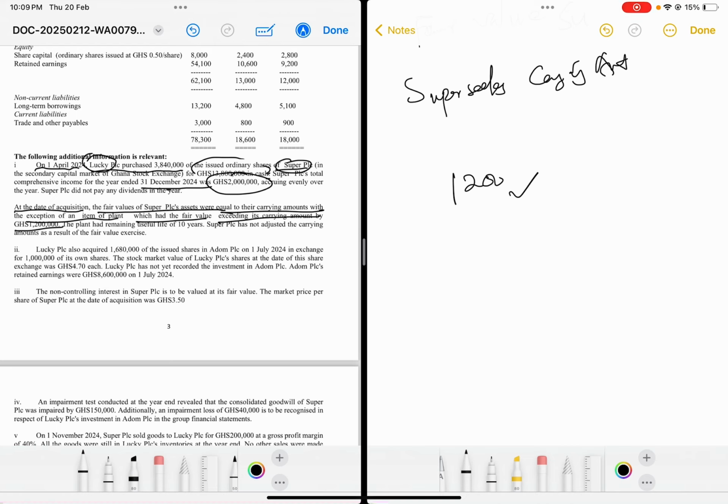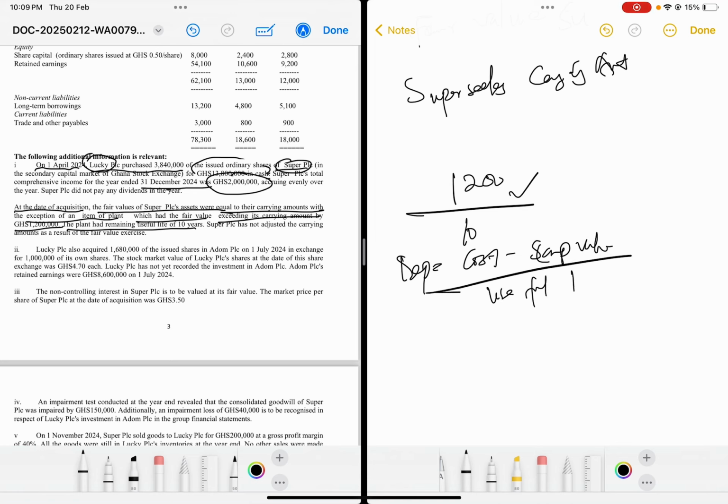Because after valuation, the cost of the plant was seen to have a higher value than the value that was recorded in the statement of financial position. So you adjust it by that. Then you're saying the plant has a useful life of 14 years. So this is going to help us get to the depreciation, where we divide the cost by the useful life. We all know that depreciation is cost minus the scrap value, if there is, over the useful life. So this is a full year depreciation.